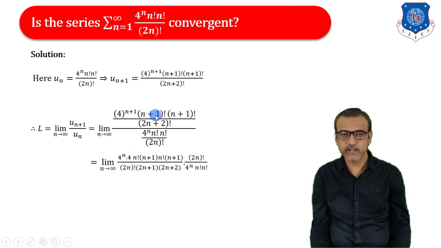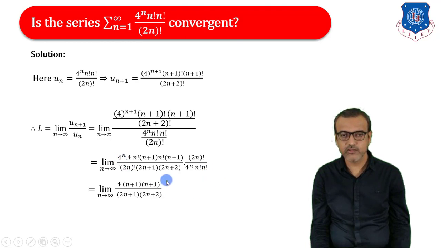Then, writing (n+1) factorial as (n+1) into n factorial. Then this is (2n+2) factorial, so writing this term as (2n+2), then (2n+1), and then (2n) factorial, because 5 factorial is nothing but 5 into 4 into 3 factorial, multiplied by this term. So we have (2n) factorial in the numerator, and in the denominator we have 4 raised to n, n factorial, and again n factorial. Now we will simplify this result.